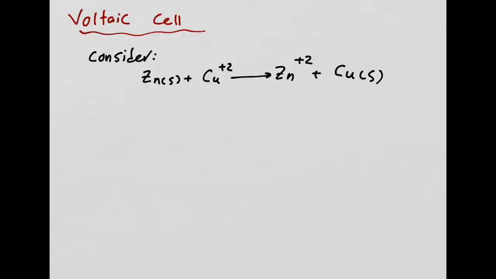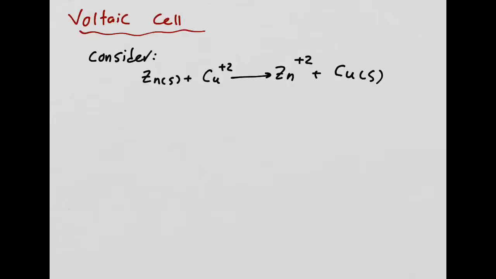Now, let's go over the voltaic cell in this lecture. I want to build a voltaic cell. To build a voltaic cell, I picked an easy redox reaction: zinc plus copper 2+ going to zinc 2+ and copper solid. So let's consider this. I'm going to build a voltaic cell for this one. Now, how are we going to do that?